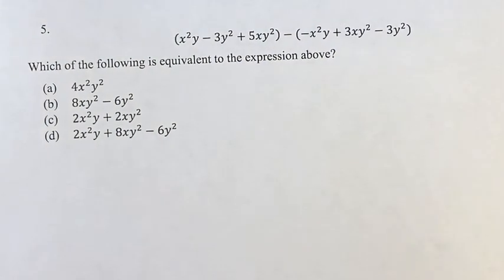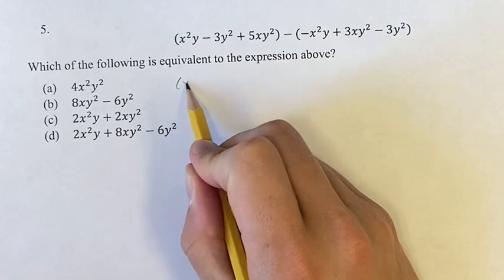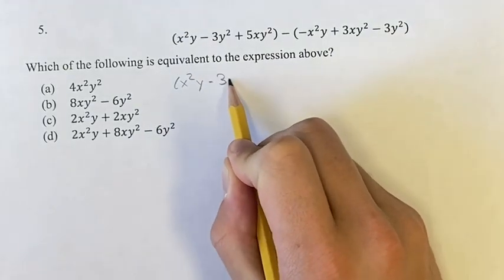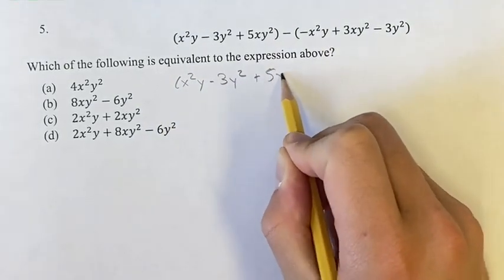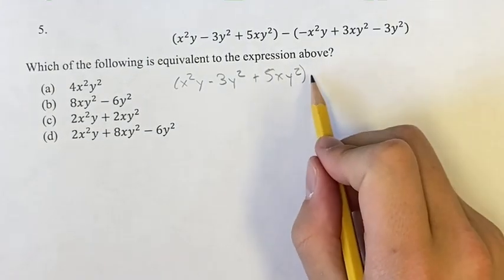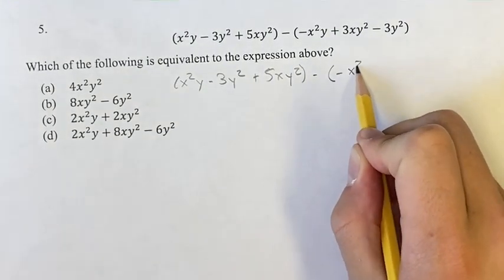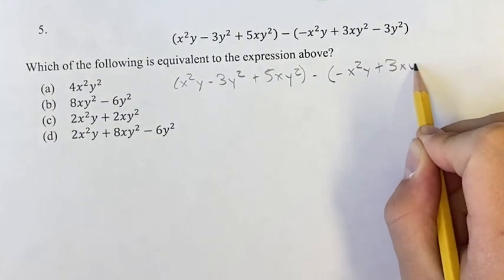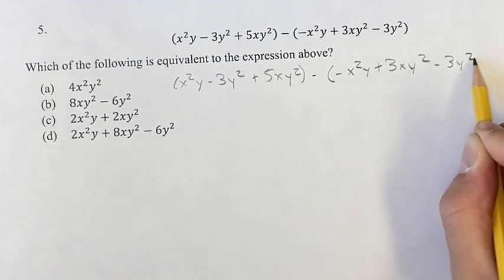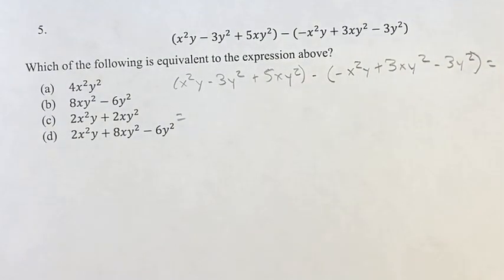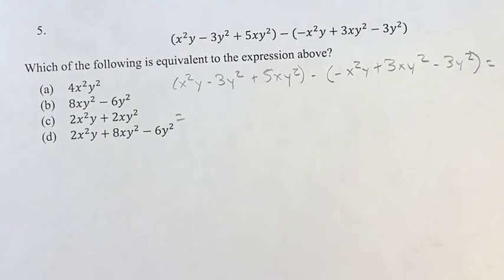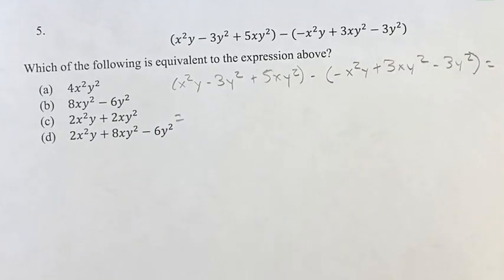In this problem we have the expression x squared y minus 3y squared plus 5xy squared. And from that we are subtracting negative x squared y plus 3xy squared minus 3y squared. So the first thing we want to do in our order of operations is get rid of these parentheses.